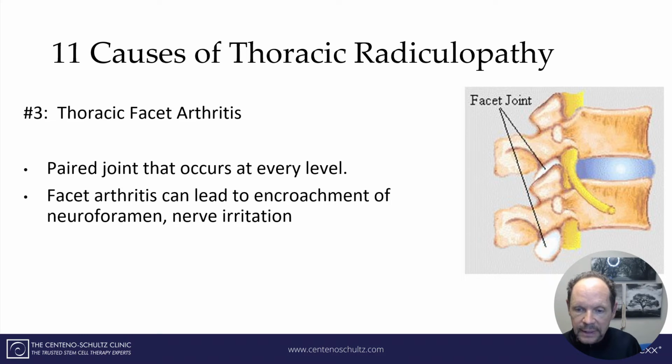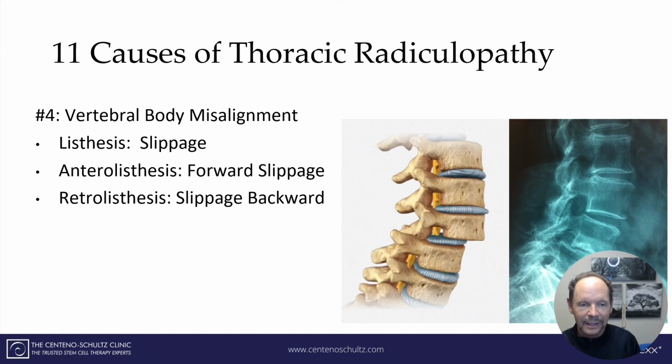However, as you can see, and this is a side view, if this facet joint gets bulked up due to arthritis or trauma, it can then encroach or narrow the doorway through which the nerve leaves, leading to thoracic pain along the nerve, otherwise known as thoracic radiculopathy.